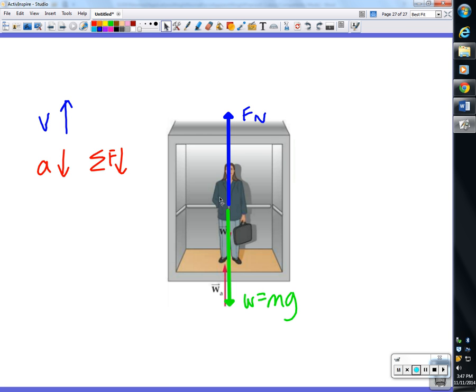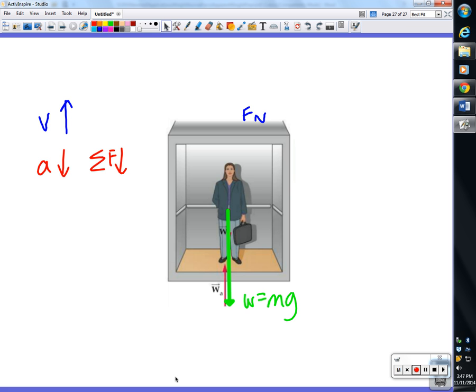But then, guess what happens? Normal force goes away. And now, the only force acting on you is gravity, your weight.